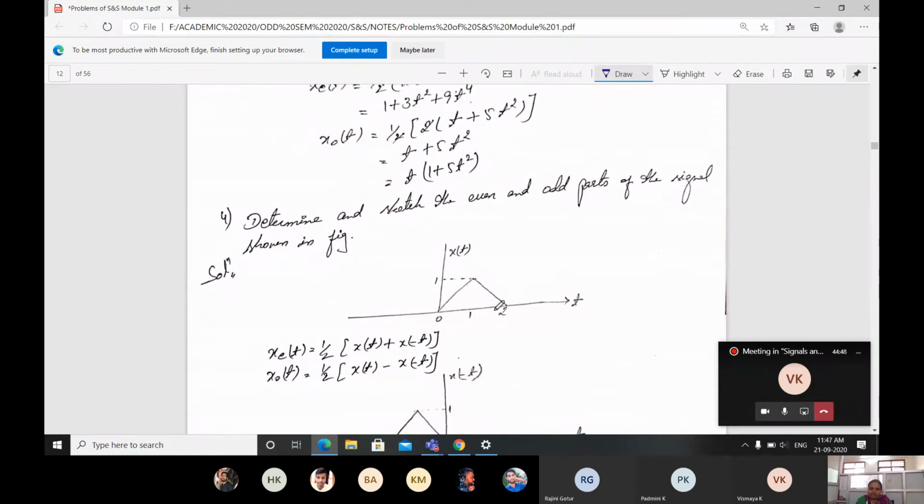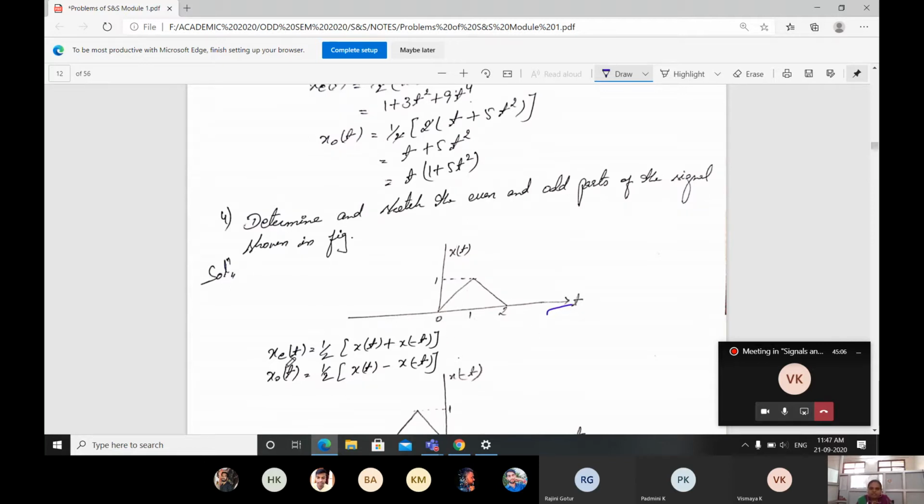This is a triangle function varying from 0 to 2 with the amplitude at 1. This is x of t. This is the signal given. We have to find the even part and also the odd part.